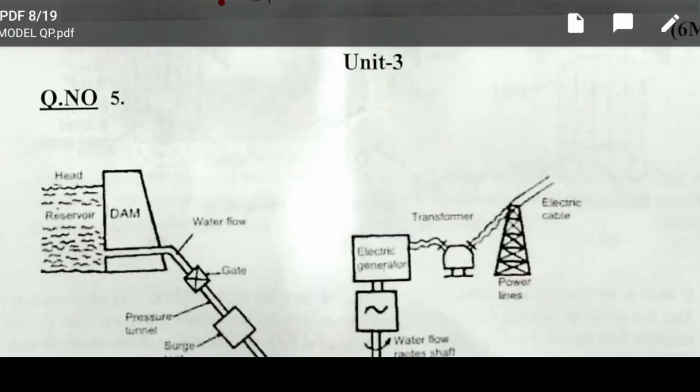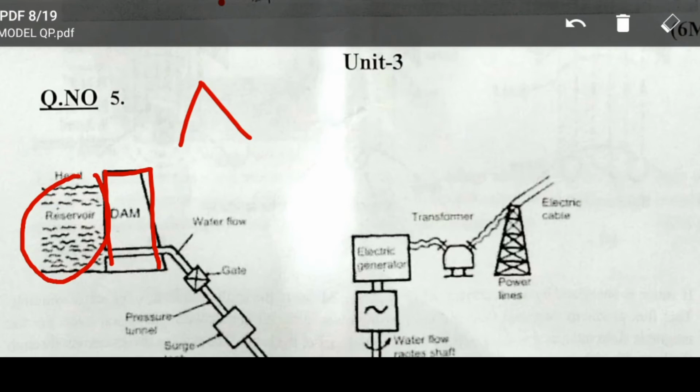The hydropower station works on the principle that the kinetic energy of water is converted to electrical energy. For that, the water is stored in a dam. The dam is constructed, and the water is stored in a reservoir. The water will come from the catchment area.